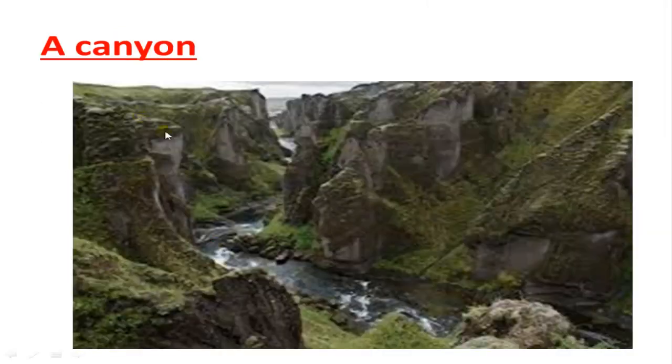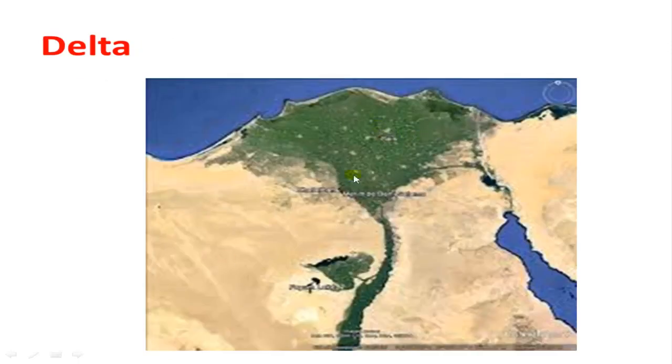A canyon, area between two mountains. Delta. This is the river Nile, and here we have the delta. This is the delta. Area of land, the river divides it. So the river divides the delta by Rashid branch and Dumyat branch. And here, this is the delta. North coast. This area, the north coast.